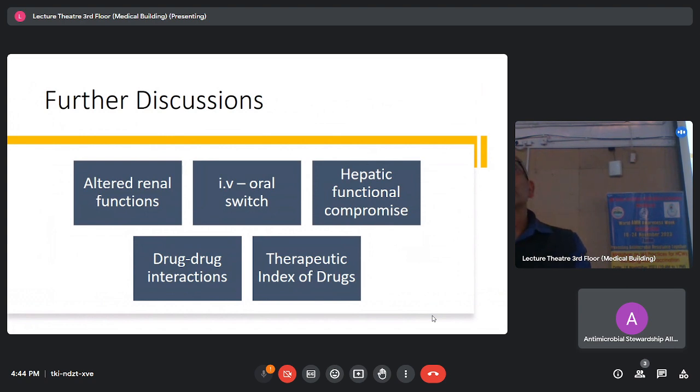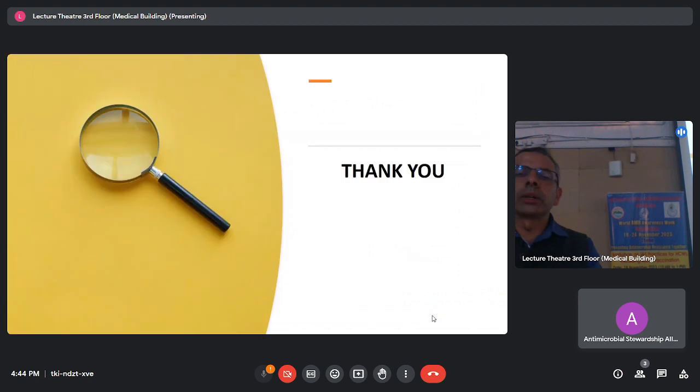The therapeutic index of the drugs again. Most of the antibiotics are relatively safe. Drug-drug interactions and the other comorbidities are important considerations which we can take up, and this is actually the domain of clinical pharmacology. Purely research work, and a lot of research is possible.